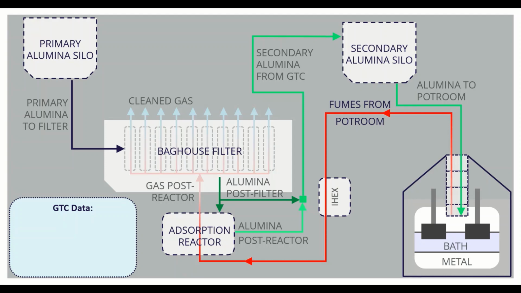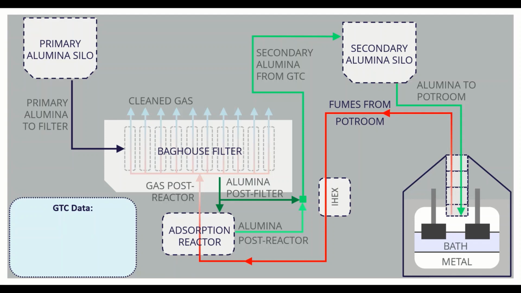The second purpose is to capture and recycle as much of the fluoride lost by the electrolysis process as possible. Aluminum electrolysis requires the use of fluoride-containing species. Some of the fluoride is unavoidably lost and transported away from the process by the fumes. The GTC uses alumina to capture and clean fluoride from the fumes. Because alumina is the raw material for aluminum production, the fluoride is effectively recycled by the GTC.